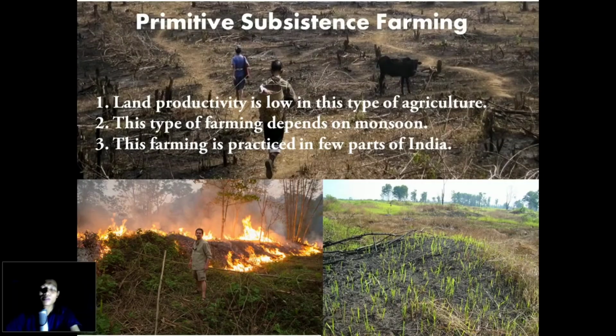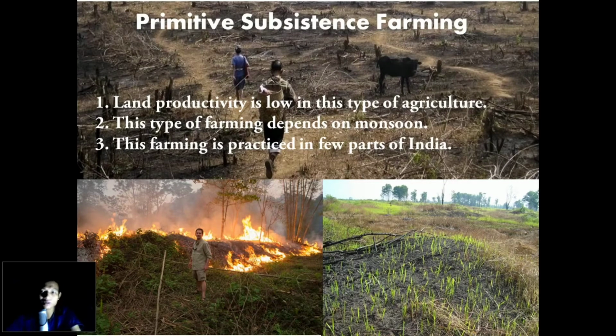Some important features to keep in mind in primitive subsistence farming. First, land productivity is very low in this type of agriculture. Why? Because they totally depend on nature, for irrigation and for fertility. No insecticides, no technology is used here. Everything is done manually. That is why it is called primitive subsistence farming.